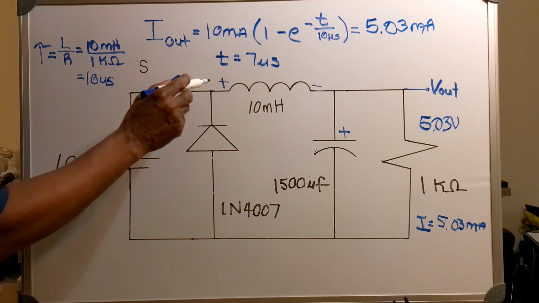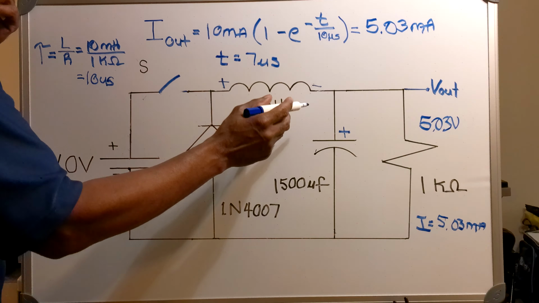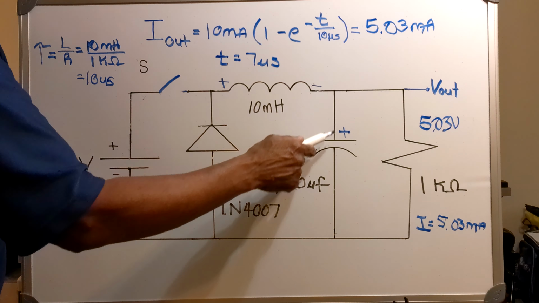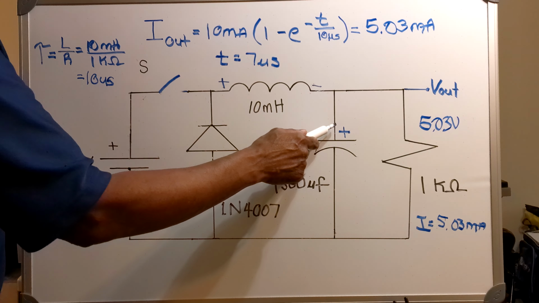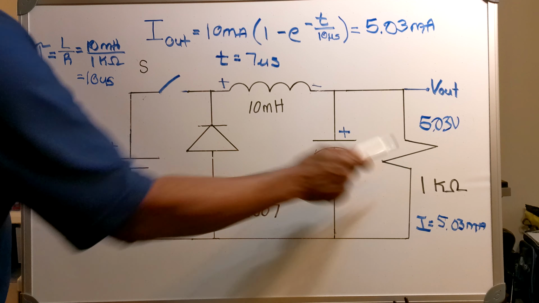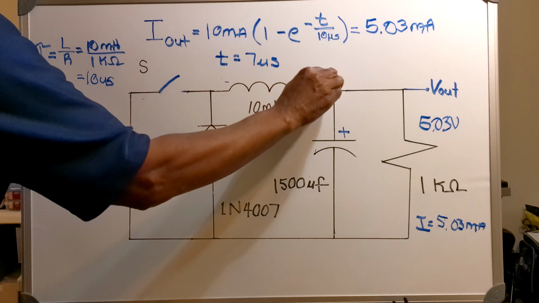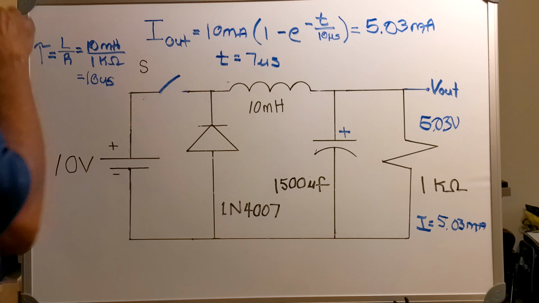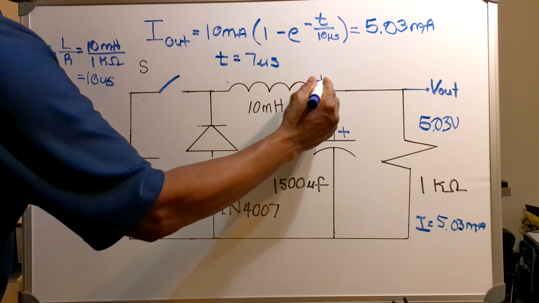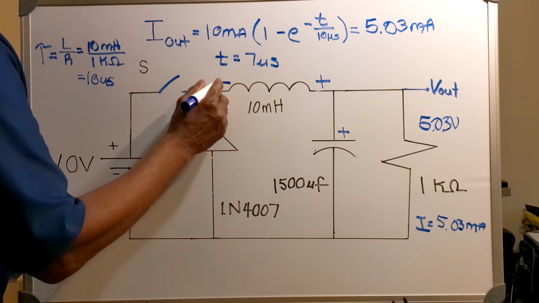Now my current will be flowing through my inductor as the inductor discharges, and my inductor will discharge between my capacitor, my 1 k ohm resistor, and my diode. Now the polarity across my inductor changes. This side is positive and this side is negative.